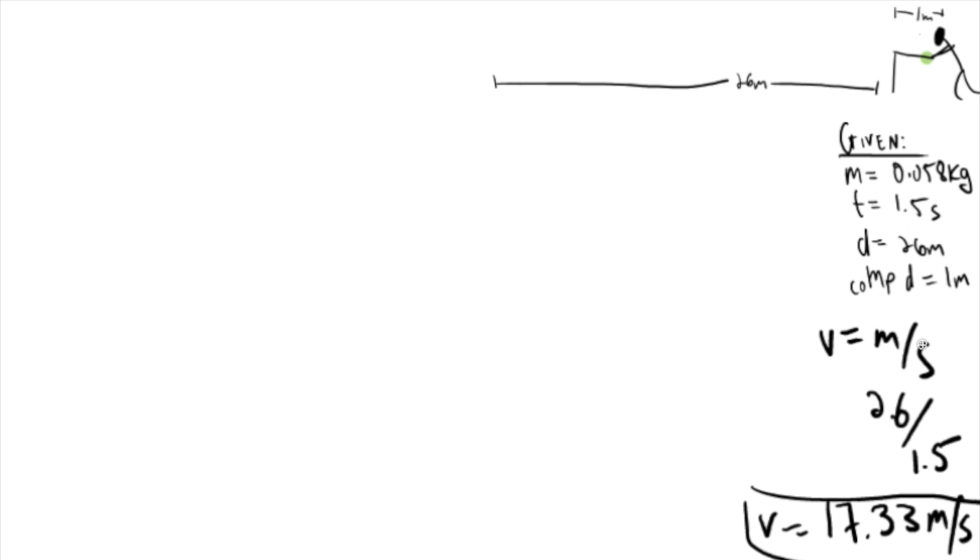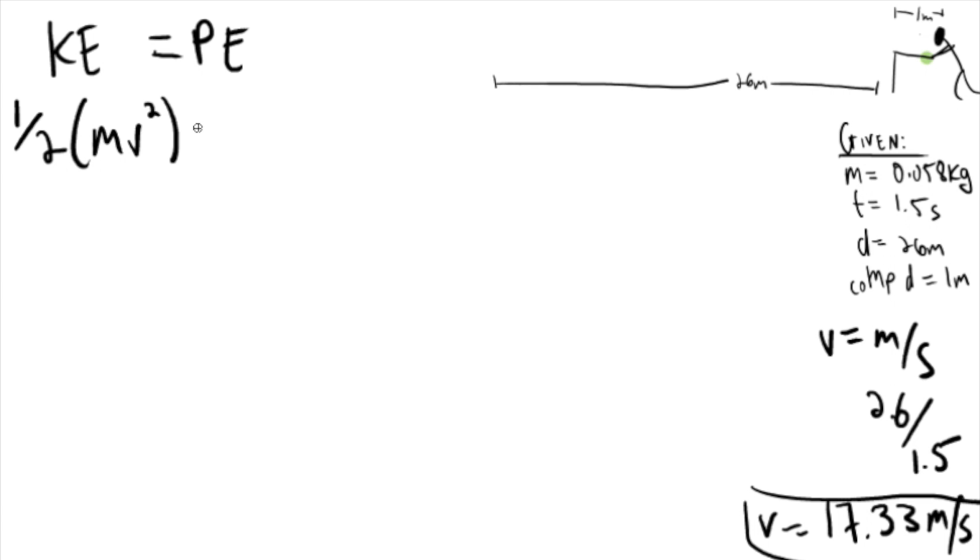And to do that, we're going to use our formulas for kinetic energy and potential energy. Of course, according to the principles of conservation of energy, we know that kinetic energy and potential energy are going to equal each other. So let's plug in the formulas. We know that kinetic energy is 1/2 mv squared. Potential energy is 1/2 kx squared, where x is the compression distance.